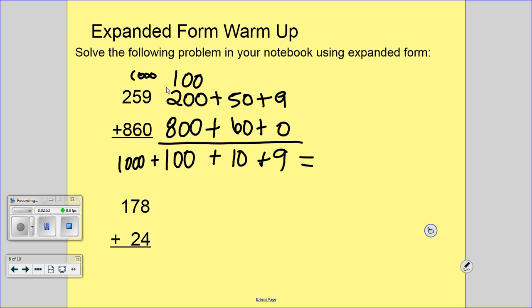What is that number in standard form? Santiago, what is this number in standard form? Nope. Think about it. It's not 109. Think about what this is. So, what would that number be? About 1,000. Ryan, what's going to be that number? 1,119. All right. Start working on that second problem. I know many of you hadn't gotten there yet.